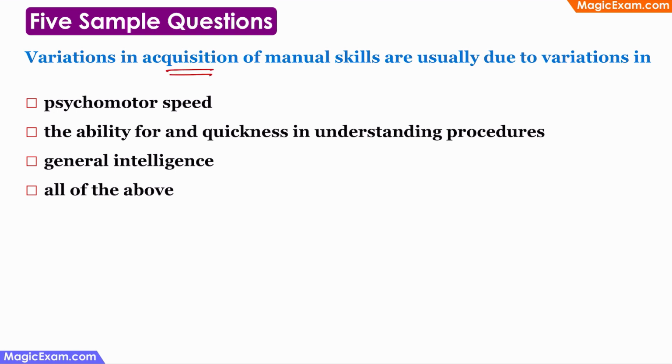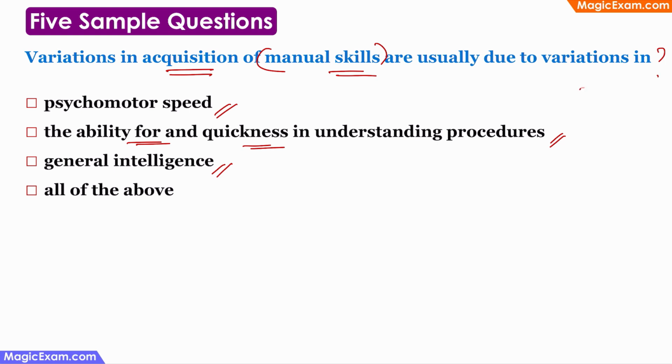Variations in acquisition of manual skills are usually due to variations in what? Now, manual skills or physical skills, right? So, children learn physical skills or manual skills at different rates. So, why can this be? Because it might be because of psychomotor speeds. It might be because of the ability or the quickness in which they can understand the procedures that you are trying to teach them. And it can also be because of general intelligence.